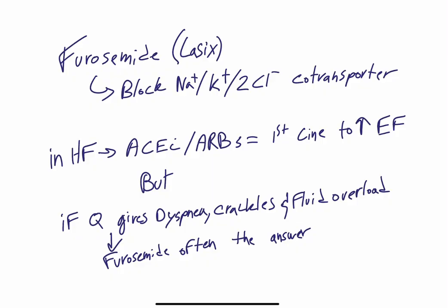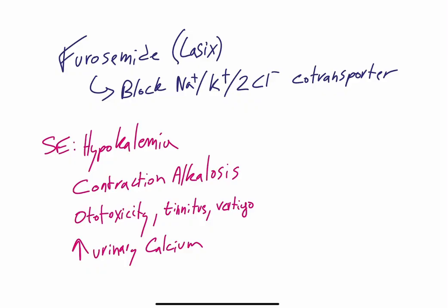Now, in terms of side effects, you have to be thinking hypokalemia due to the direct potassium loss and increased aldosterone-driven potassium secretion. You can also have contraction alkalosis. This is from volume loss and the renin-angiotensin-aldosterone system. You'll have ototoxicity, tinnitus, and vertigo, as well as increased urinary calcium. This may precipitate calcium stones forming.